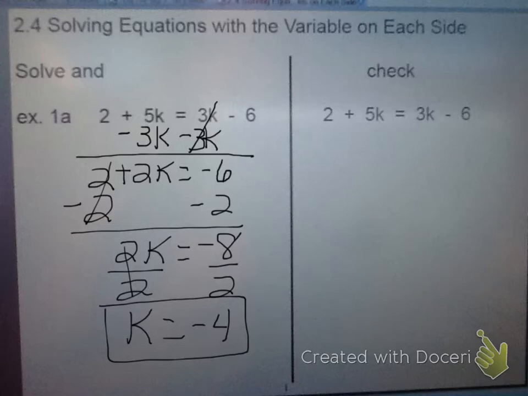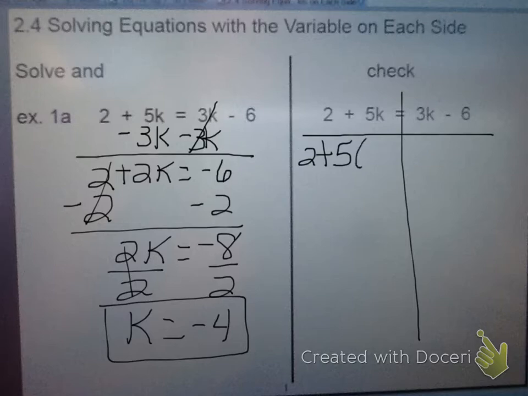Okay, now to check, I'm going to do the t-bar check. So this time, everywhere I see k, I'm going to plug in a negative 4. And because I'm multiplying times 5, I'm going to enclose it in parentheses. On the left side of my t sign, I am going to use the order of operations, so I'm going to multiply first, so I bring down the 2. Positive 5 times a negative 4 is a negative 20, or we write it as a minus 20. Positive 2 and a negative 20 is a negative 18.